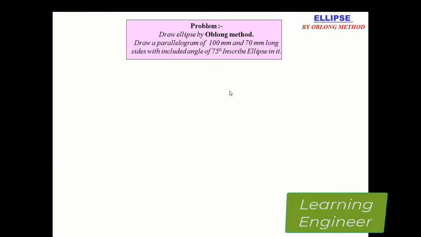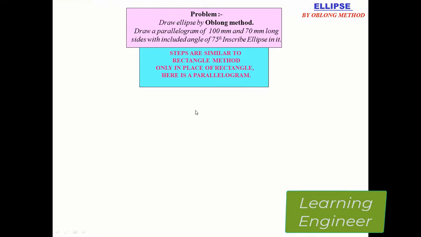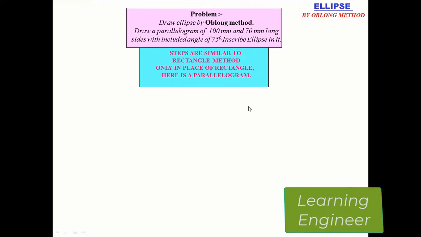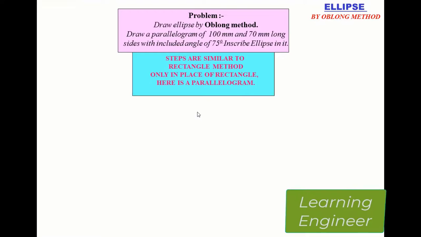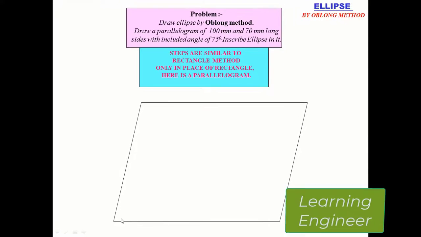Draw a parallelogram of 100 mm and 70 mm long sides with an included angle of 75 degrees. Inscribe an ellipse in it, so we have to draw the ellipse which will be inscribed in the parallelogram. The steps will be similar to the rectangle method, but instead of a rectangle, we will draw a parallelogram. First of all, we will draw a parallelogram of 100 mm by 70 mm, and this angle will be 75 degrees. So simply we can draw the parallelogram.